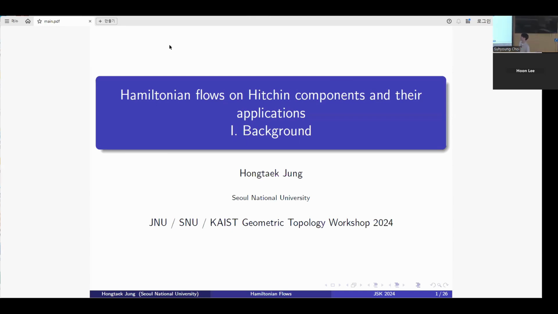And yes, I'm going to talk about the Hamiltonian flows on the Hitchin component and what kind of interesting consequences they can derive from these Hamiltonian flows. And today I'm going to talk about the background and how we define these Hamiltonian flows and some properties of them. And tomorrow I'm going to attack actual applications.